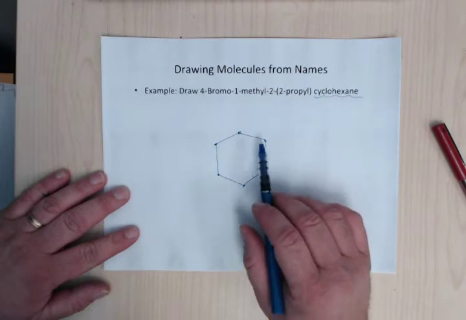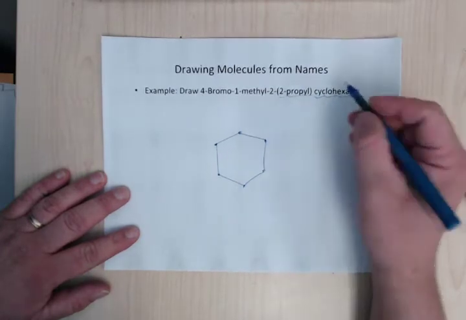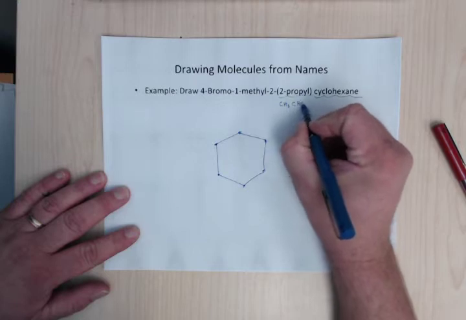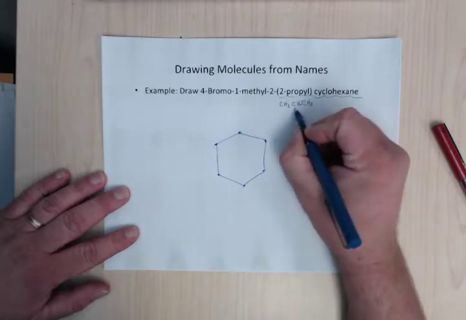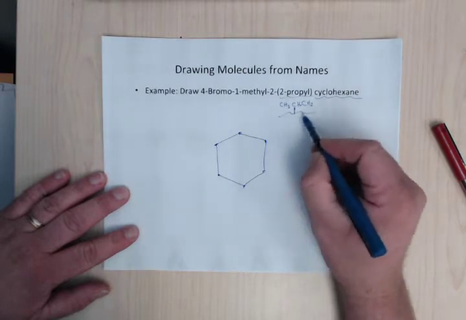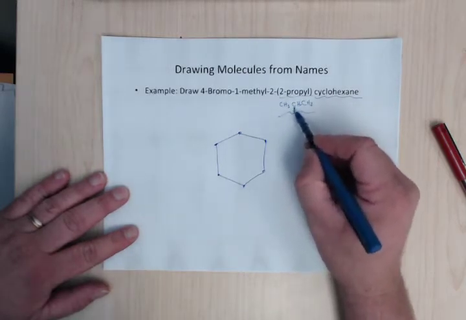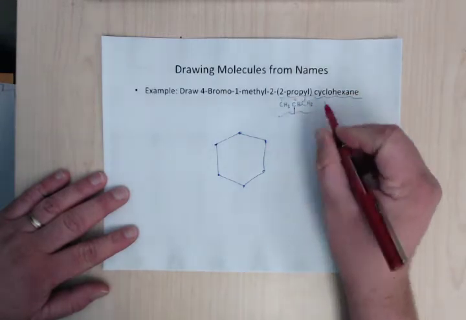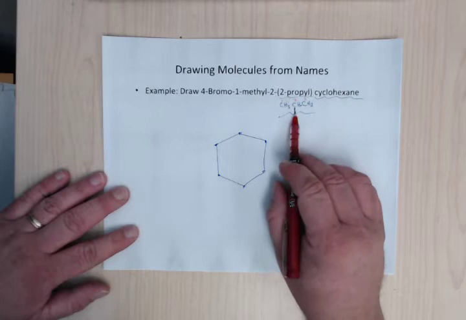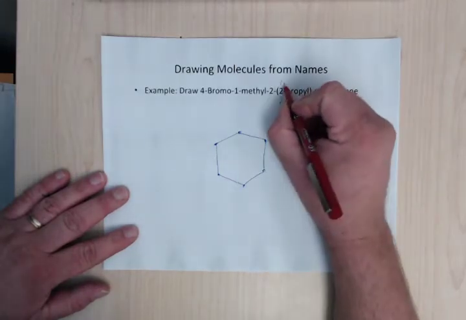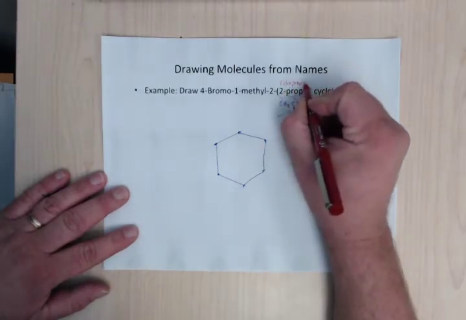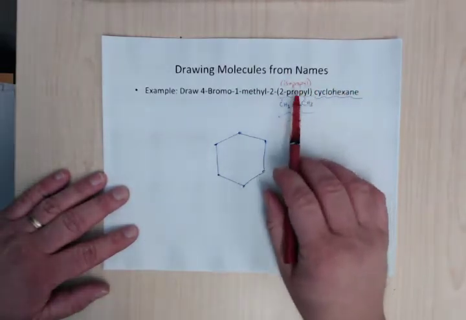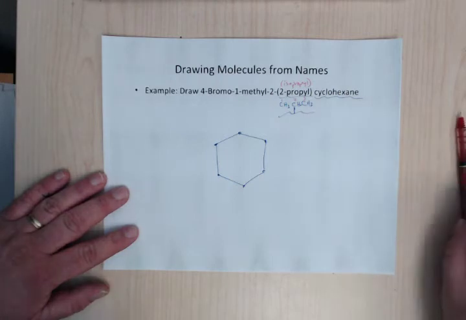So we have a 2-propyl group. Remember, this is 3 carbons long, that's what makes it a propyl group. But it's connecting to the main chain through carbon 2. So 1, 2, 3, that makes it a propyl, but it's connecting through carbon 2, so this can also be called an isopropyl group. I don't care which one you use when you're doing the naming, but you have to be careful with the alphabetical order.